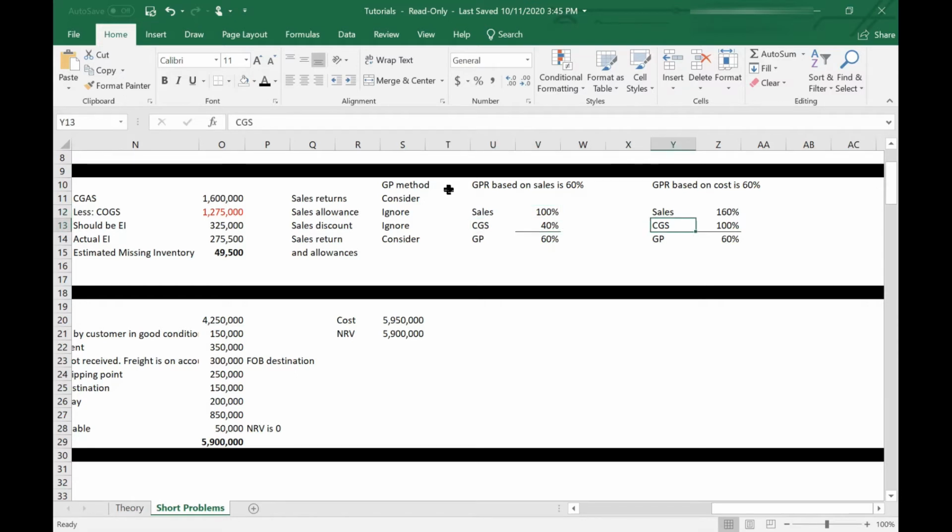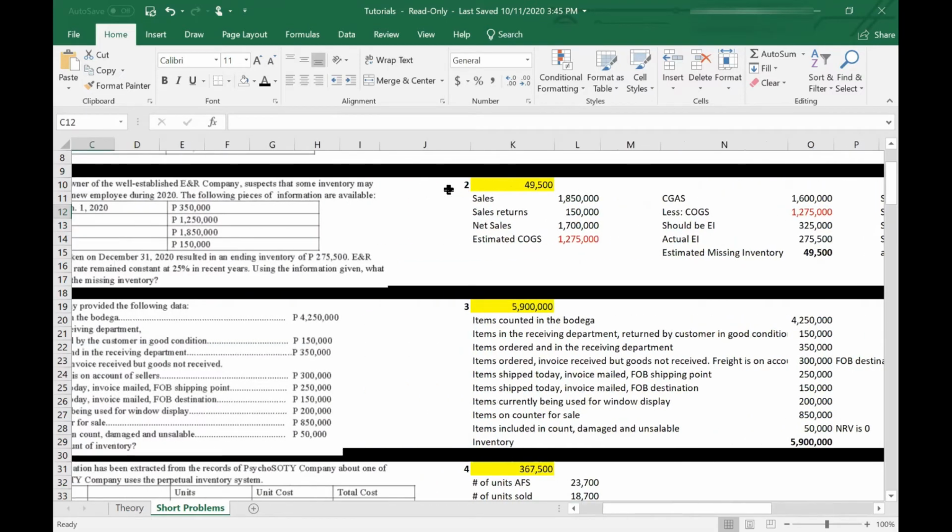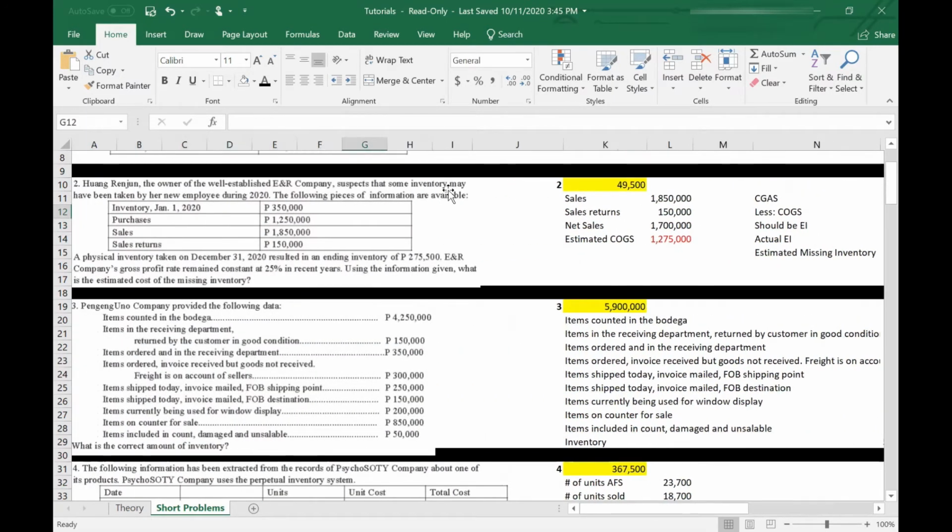On the other hand, when we see that gross profit rate based on cost is 60%, it means that again our GP is 60%, but then our basis here is cost because it is based on cost. Therefore, our CGS would amount to 100% and our sales would be 160%. I hope that's clear. So now we're given different information.